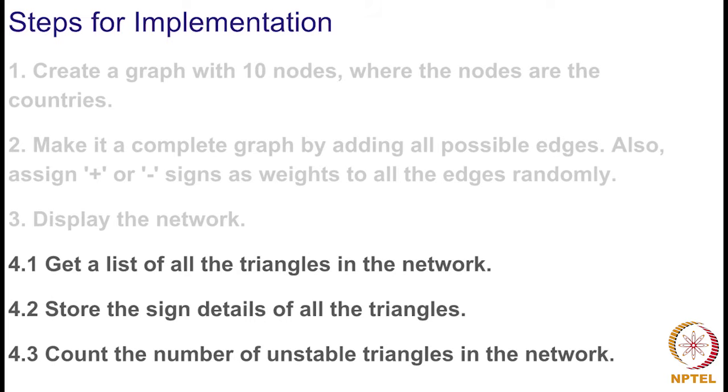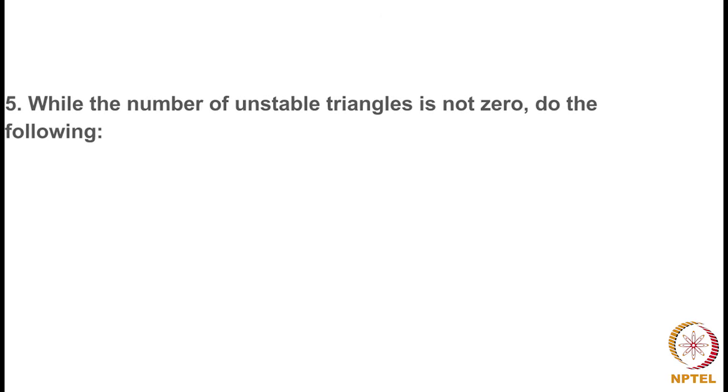Our aim now is to move the network from an unstable state to a stable state. Basically, we have to see what happens when there are unstable triangles in the network. Since we know that they tend to move towards a stable state, that's what we are going to implement in our video. So what we are going to do is choose a triangle which is unstable, and we'll move this triangle to a stable state. I'll show it during the implementation.